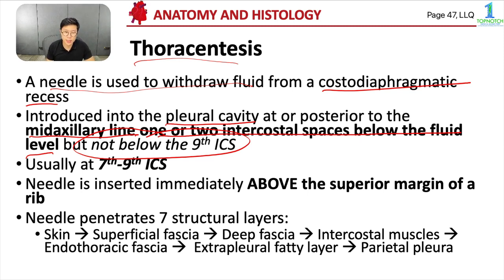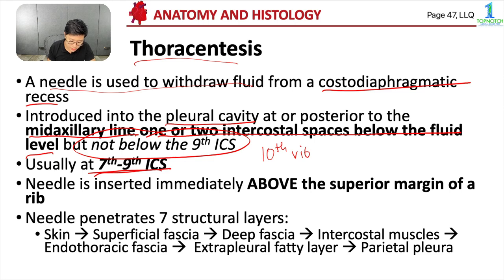Ano ba yung nasa ilalim ng 9th intercostal space? It's your 10th rib. At sa mid-axillary line, kapag umabot ka ng 10th rib, hanggang doon na lang kasi yung parietal pleura. If you go below that, masasaksak mo na yung, kunwari nasa right, masasaksak mo na yung liver. So it's usually done at the 7th to 9th intercostal space.